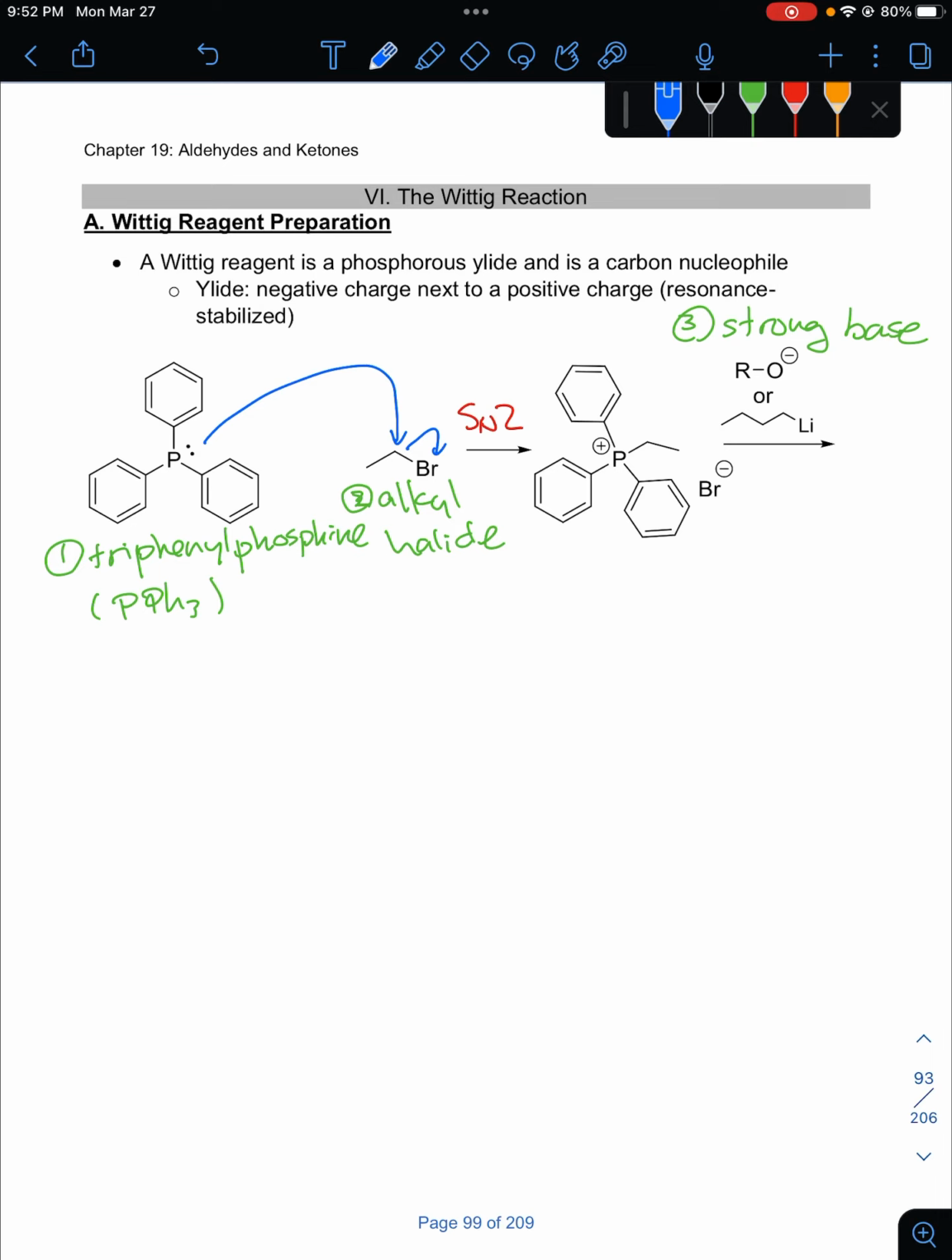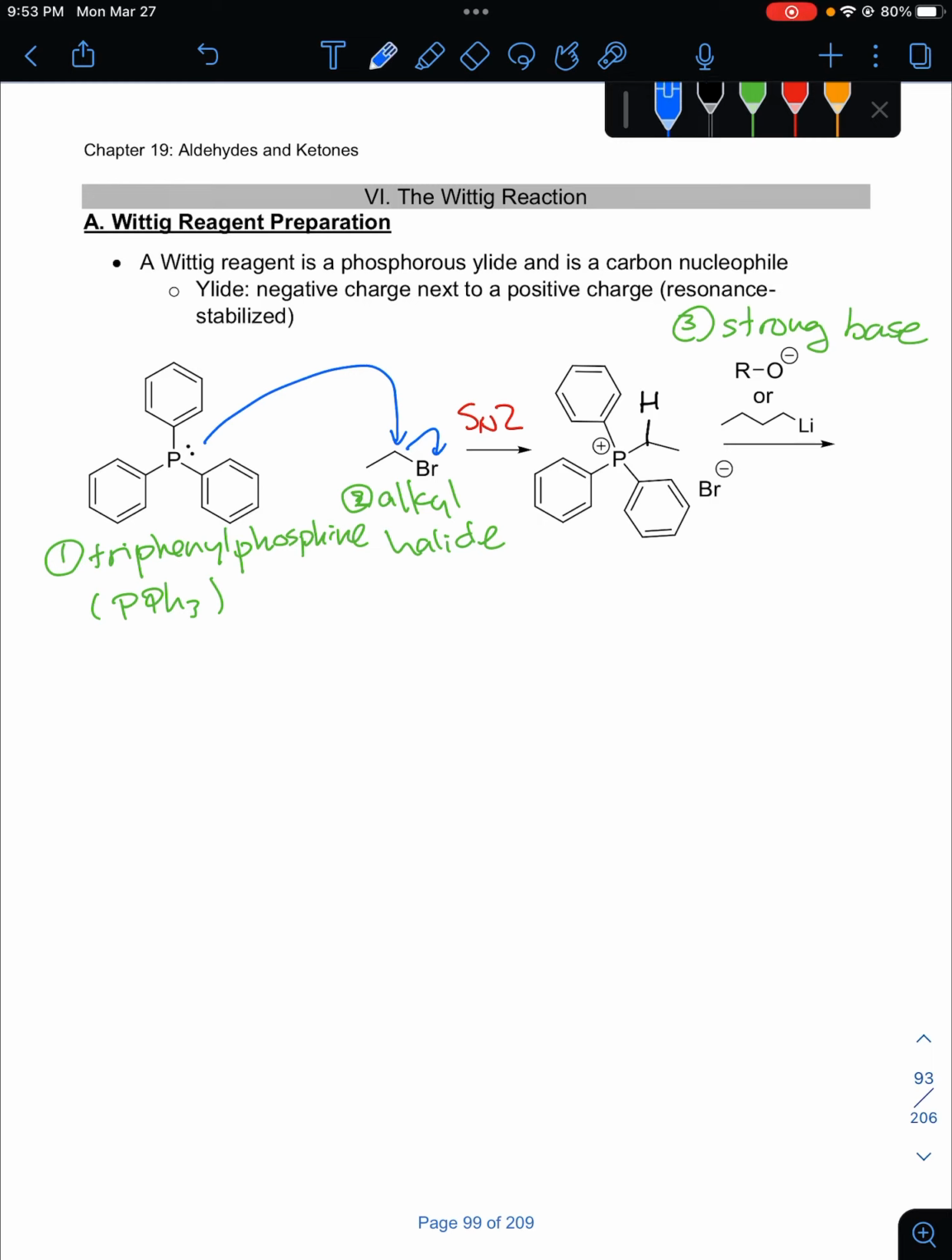Once you add the strong base, of course it's going to take a proton that's somewhat acidic in this whole mixture, but which one is it going to be? That's the big question, and there's really not many to choose from. The hydrogens on the phenyl groups are not a good candidate, and this hydrogen here is not a good candidate either. There's nothing to stabilize the negative charge. But the hydrogen right next to, alpha to, the phosphorus would be a pretty good candidate.